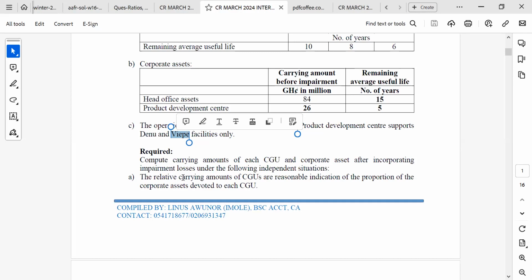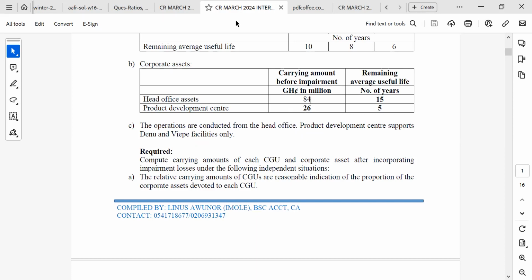Okay. Compute the carrying amount of each CGU and corporate assets after incorporating impairment loss under the following independent situations. The first one: the relative carrying amounts of the CGUs are a reasonable indication of the proportion of the corporate asset devoted to each CGU. What they are saying is that we can use the carrying value of each CGU to share the corporate asset, 84 and 26, to them.